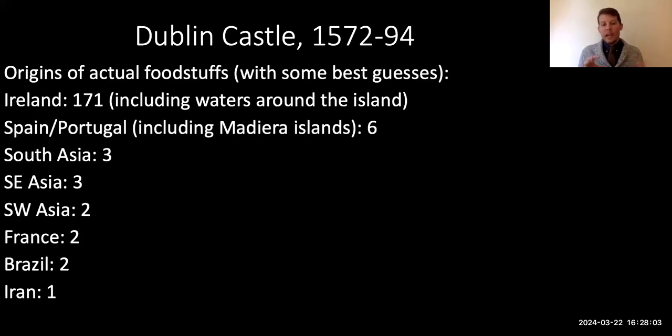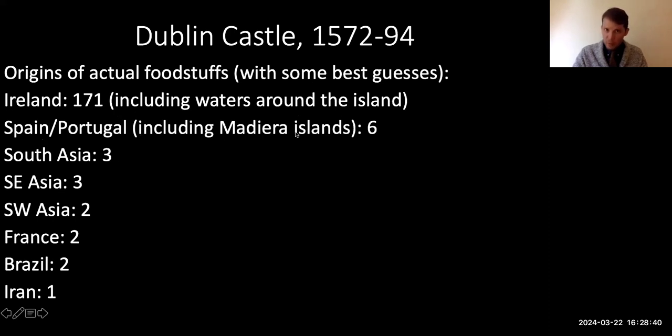Now, when we look at the actual places that the particular foods that were being consumed in Dublin Castle came from, this necessarily involved a bit of guesswork because the logbooks did not actually specify all of these things. But given what we know of trade networks in the late 16th century and the economics of what is being produced where, it looks roughly like this. If you take all the various instances of the various foodstuffs, you get at least 171 instances that are from Ireland itself and the waters around it.